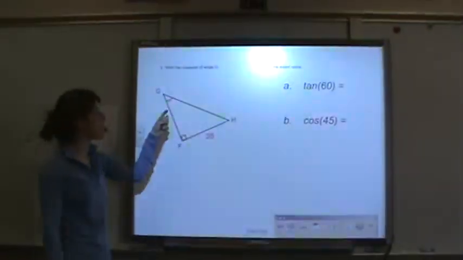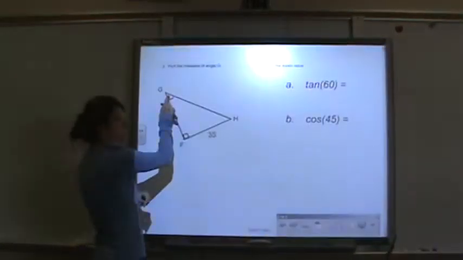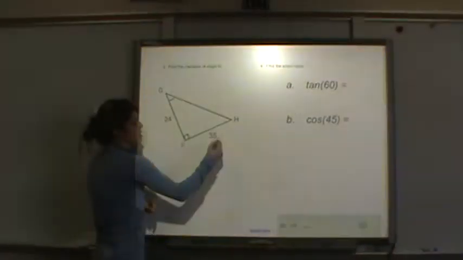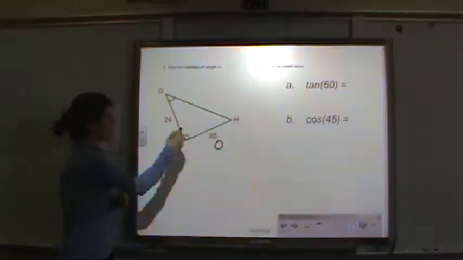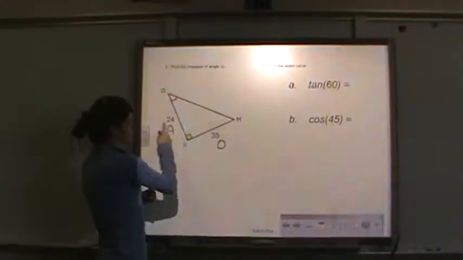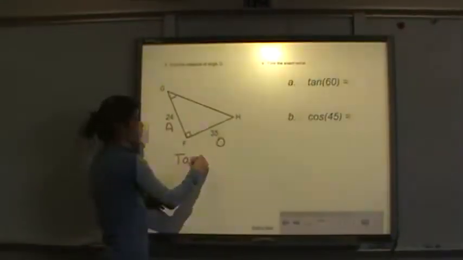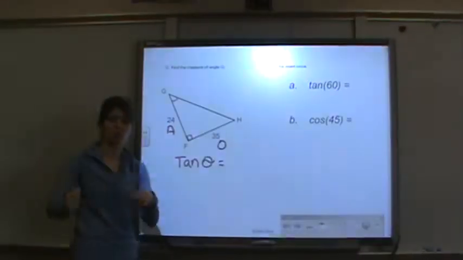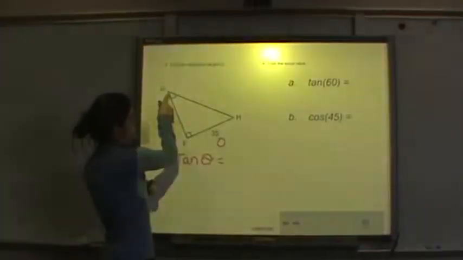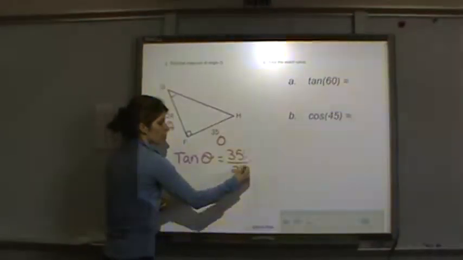This is an example of how to find a missing angle. We want to go and find angle G. So according to this angle, this is our opposite side, and this is our adjacent side. So remember, opposite over adjacent is tan. So we want to find tan of our angle G. I'm going to call that guy theta, that's our little Greek letter for an angle. Okay, so tan of theta equals 35 over 24.